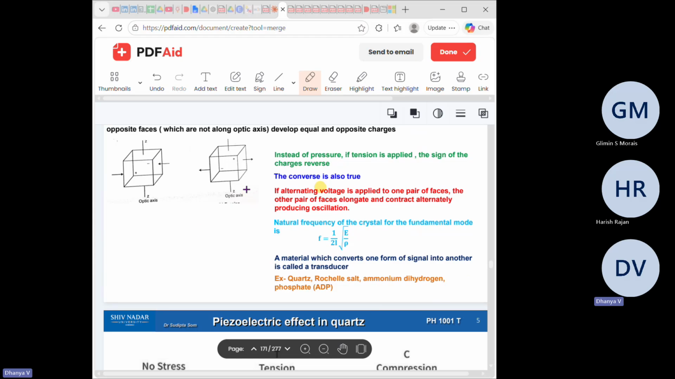Okay. If there is an alternating voltage, if there is an AC voltage, then the faces keep contracting and relaxing. So it essentially produces an oscillation. Okay. So this formula you have to remember. It's the same thing that we saw before, no? f is equal to 1 by 2L root of E by rho. That's all.